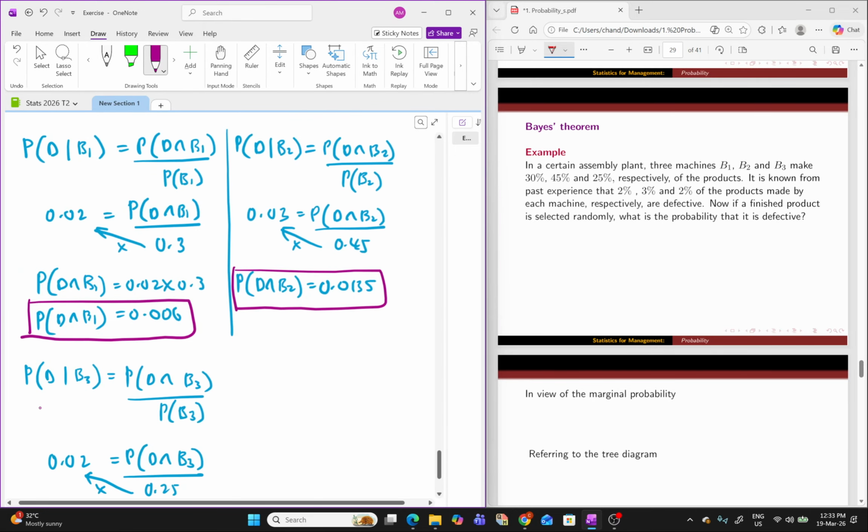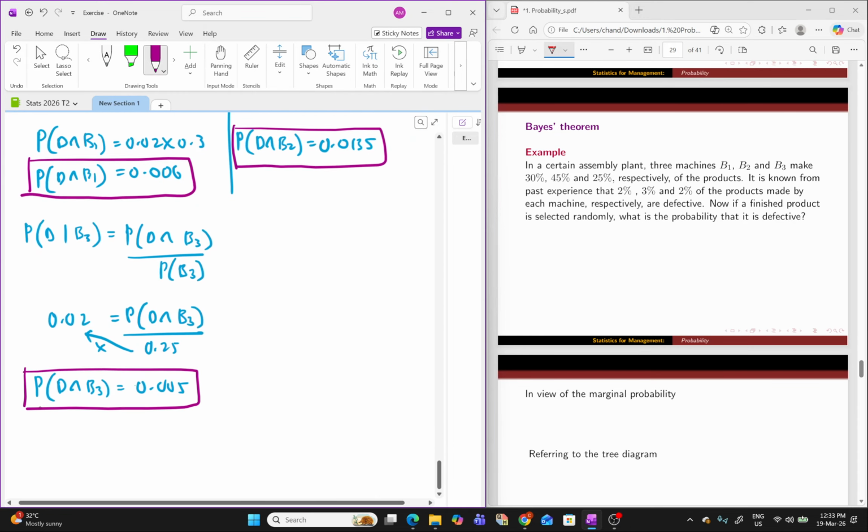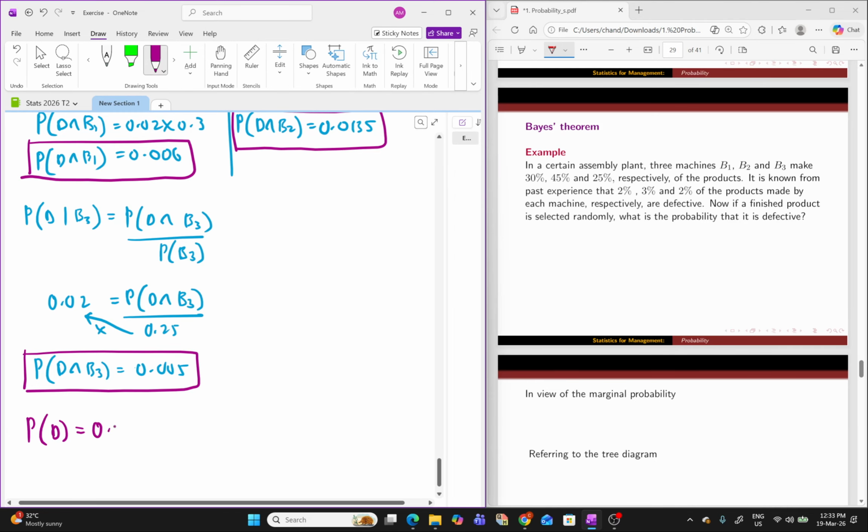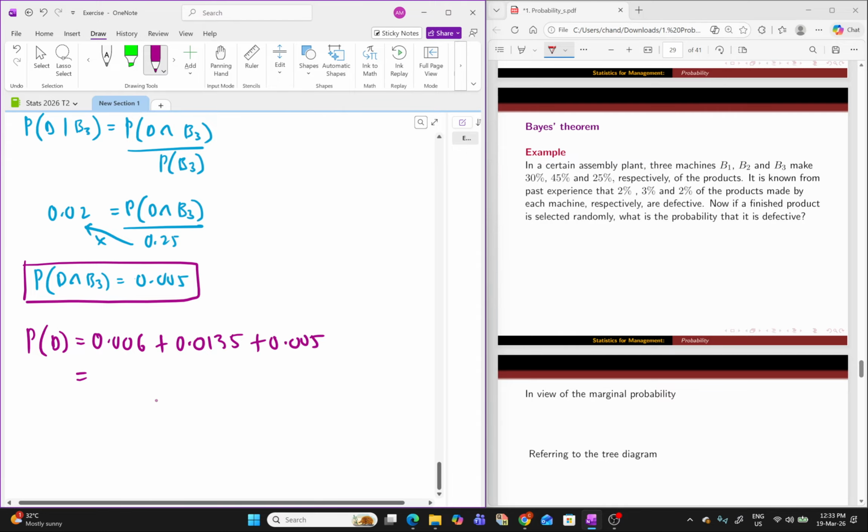So you managed to get all these three. So for you to find the probability of defective, what you do, you take 0.006 plus 0.0135 plus 0.005. You get this one.